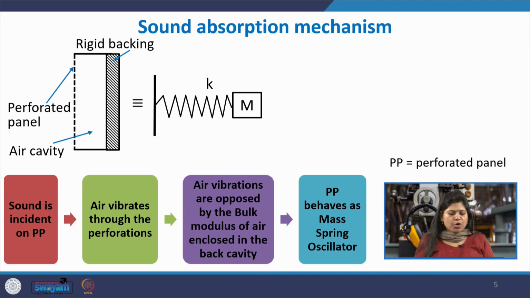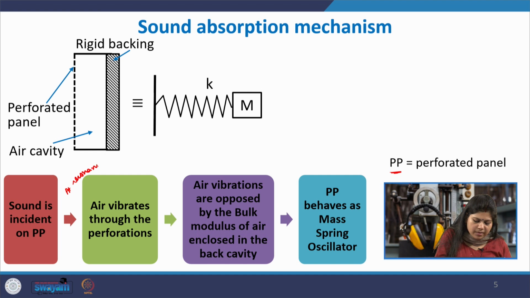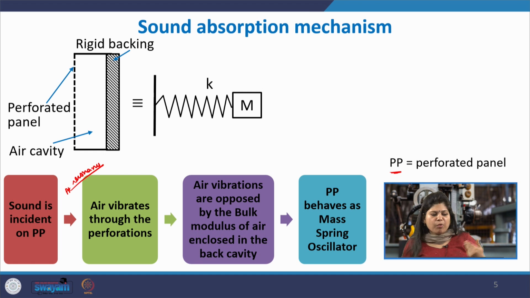So, what is the sound absorption mechanism? The sound is incident on this perforated panel, and air vibrates through the perforations. At the resonance frequency, the sound waves are able to enter inside. Air vibrates through the perforations, and these air vibrations are opposed by the bulk modulus of the air enclosed in the back cavity, because the air is confined from all sides.